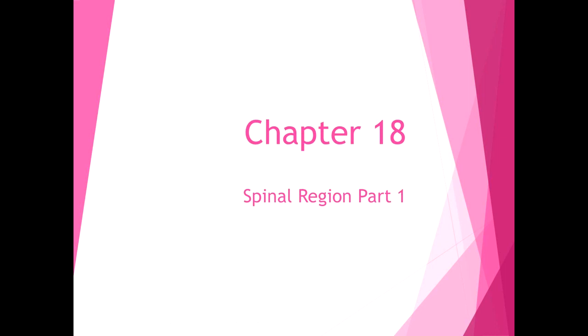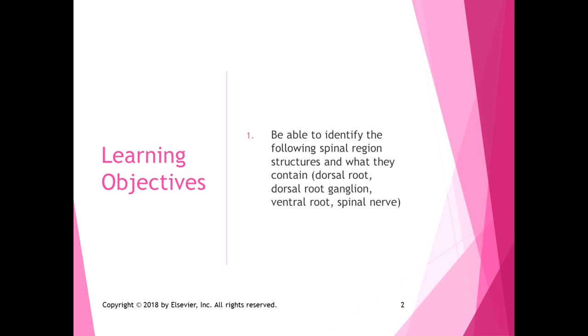The next region we are going to talk about is the spinal region. And so we're coming back towards the central area from the peripheral region where we just were last chapter. So the first part of this lecture, we're just going to talk about the anatomy and function of the spinal cord. So I want you to be able to identify some of the spinal region structures and what they contain.